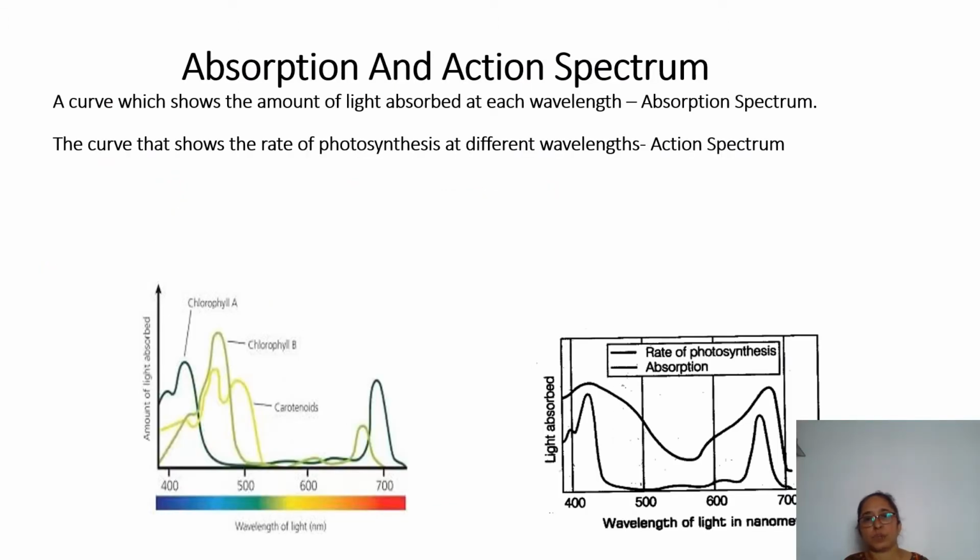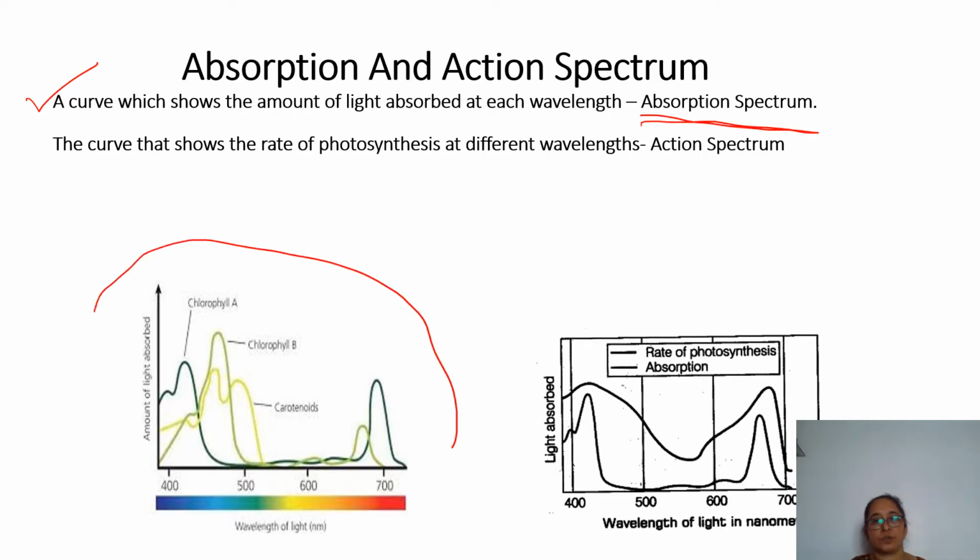Now we will study about the absorption and the action spectrum. A curve which shows the amount of light absorbed at each wavelength is called absorption spectrum. This graph shows the absorption spectrum. Here you can see this is the wavelength, and this one is the amount of light absorbed by chlorophyll A, chlorophyll B and the carotenoid. In this graph you can see that for chlorophyll A and chlorophyll B, the maximum absorption is in the region of violet, blue and red color, and minimum absorption in the case of yellow, isn't it? So the curve which shows the amount of light absorbed at each wavelength is called absorption spectrum.